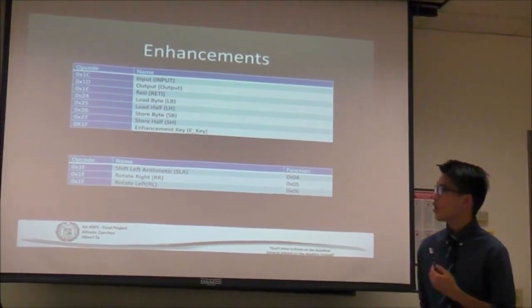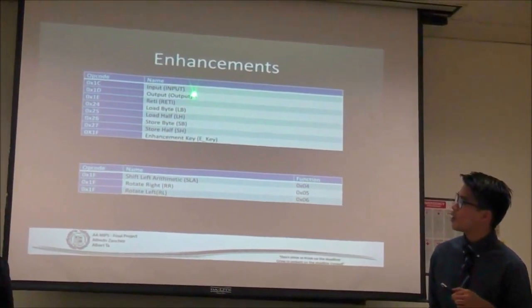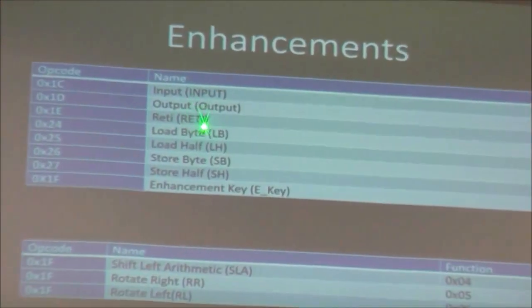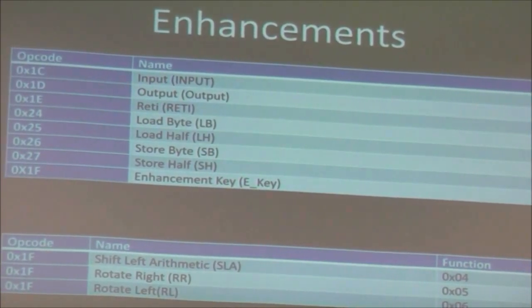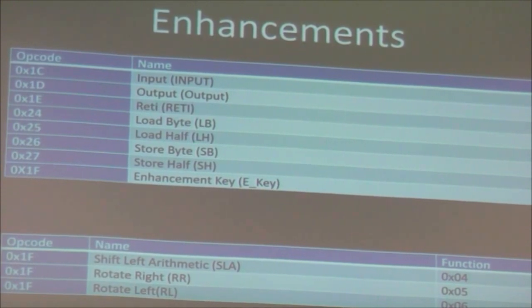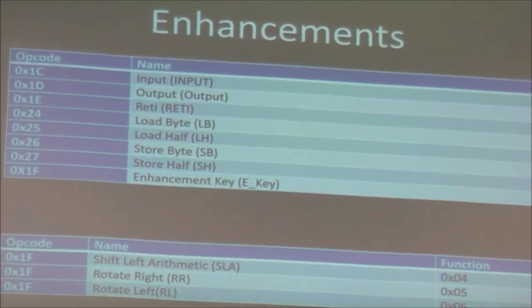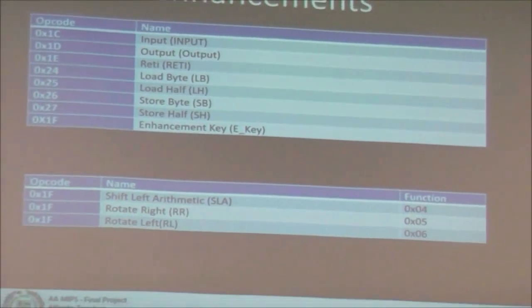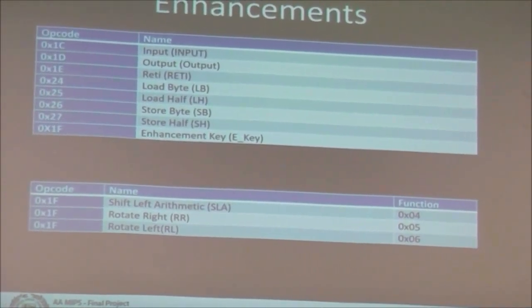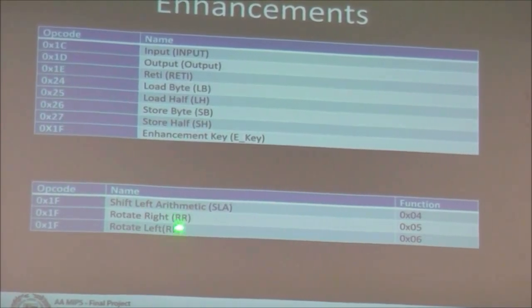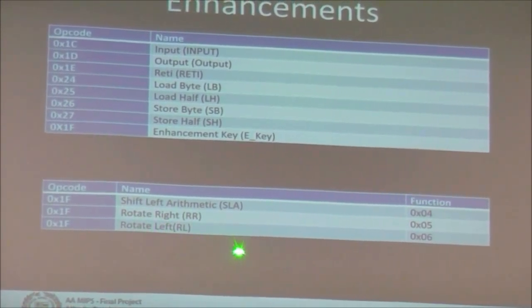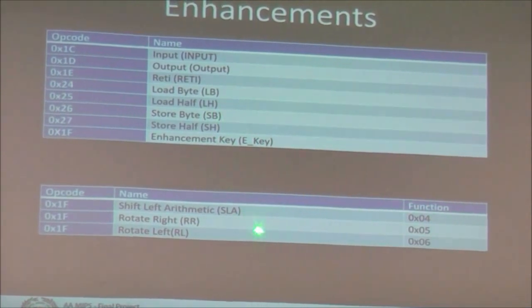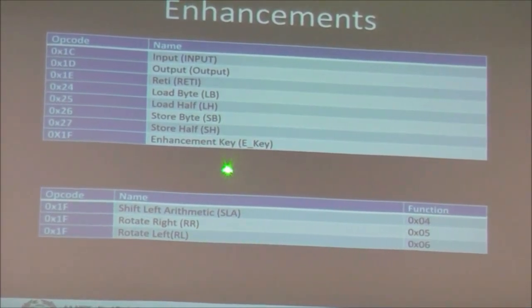For our enhancements, we have the required input, output, and return interrupt. For our additional instructions, we added the load byte, load half, store byte, and store half. And additionally, we added our enhancement keys, which allow us to perform our other enhanced instructions. So we added the shift left arithmetic and the rotate right and rotate left. They both act as an R-type, but instead we use the E key to perform these functions.